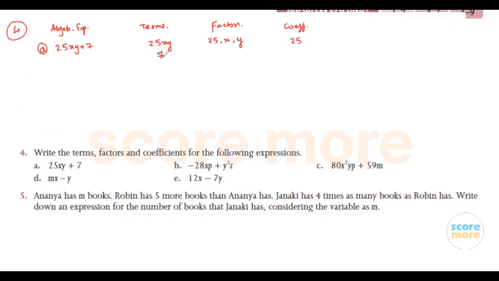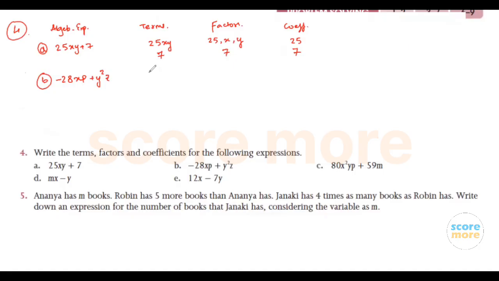Now second term is 7. अब इसमें एक ही नंबर है तो फैक्टर भी 7 आएगा. एंड वी आर टॉकिंग अबाउट न्यूमेरिकल कोएफिशिएंट, तो इसका कोएफिशिएंट भी 7 आ जाएगा. बी पार्ट -28xp प्लस वाई स्क्वायर जेड.